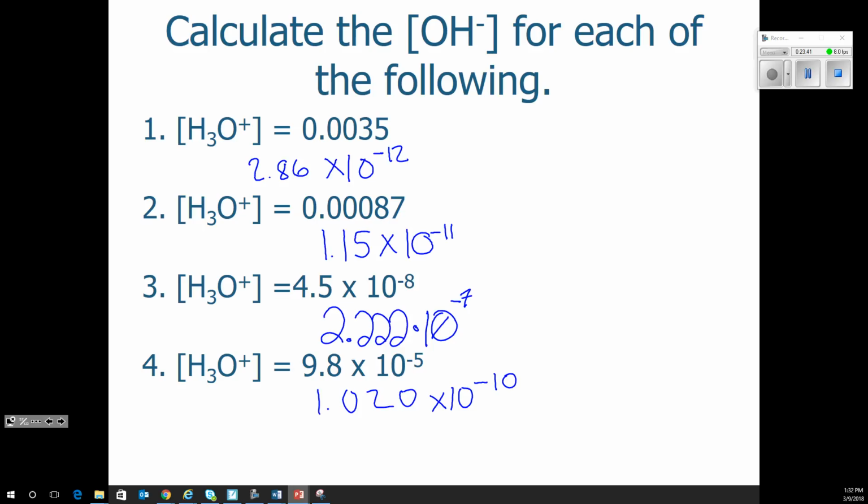Now remember, a lot of you did not do significant figures. This only has 2 significant figures, so we should only report 2. This only has 2, we should only report 2. So we got a little bit of calculator throw up going on, so don't do that. Okay, let's go on to the next one.